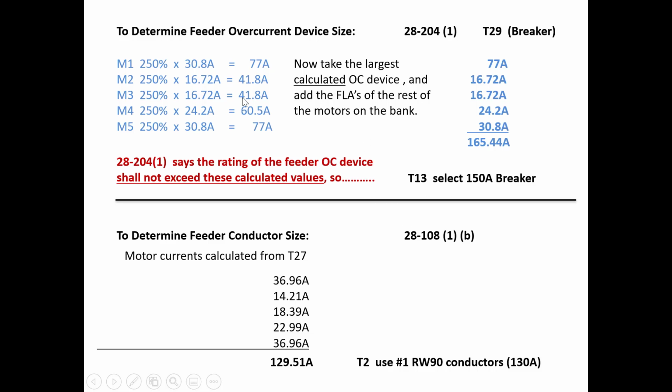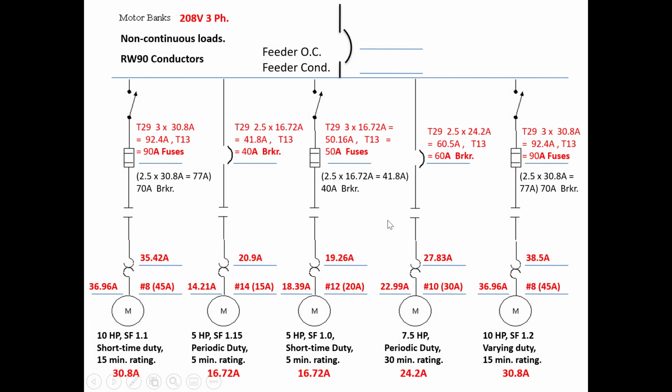1C says what we need to do if we have a combination of continuous and non-continuous. Basically it's a combination of the 2 rules where we take the calculated values for the non-continuous and we take the largest continuous and the FLAs of all the other continuous. Okay, so we'll read through that rule. If it does come up, I'm sure we'll have some questions that'll get you into that rule too.